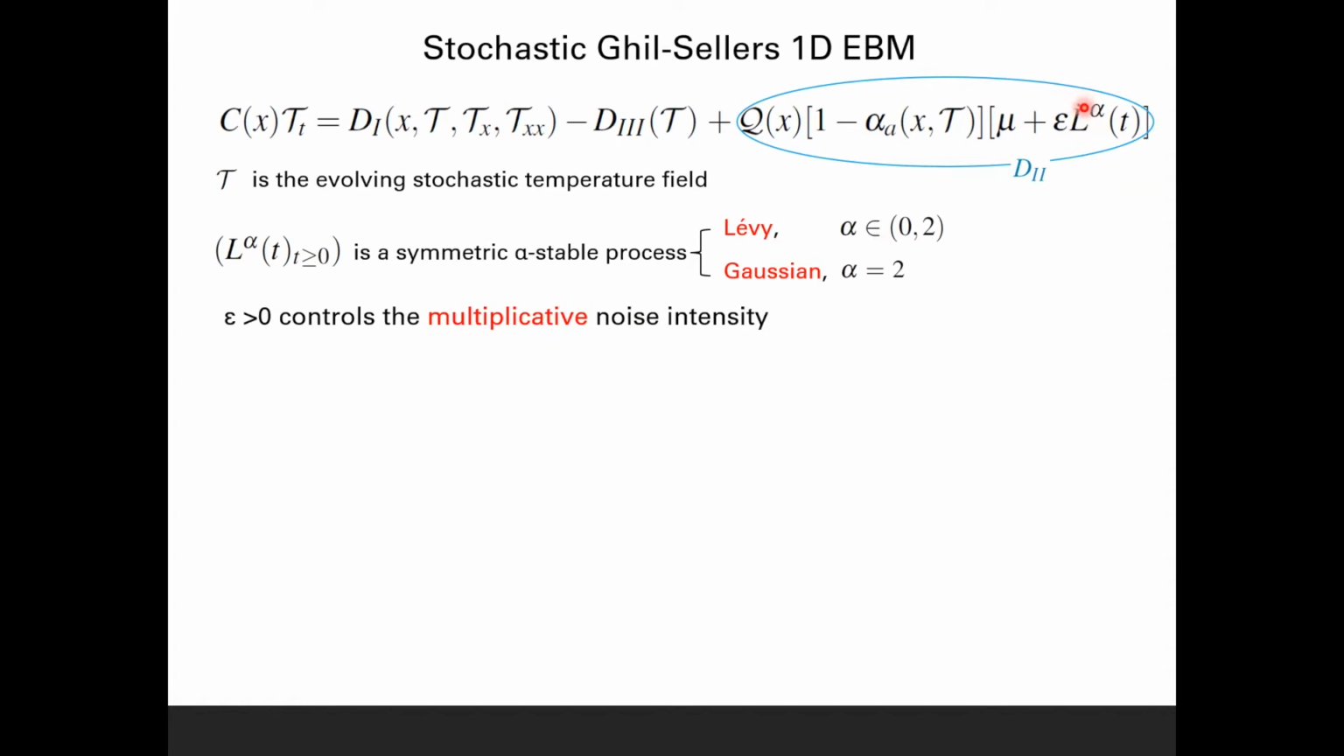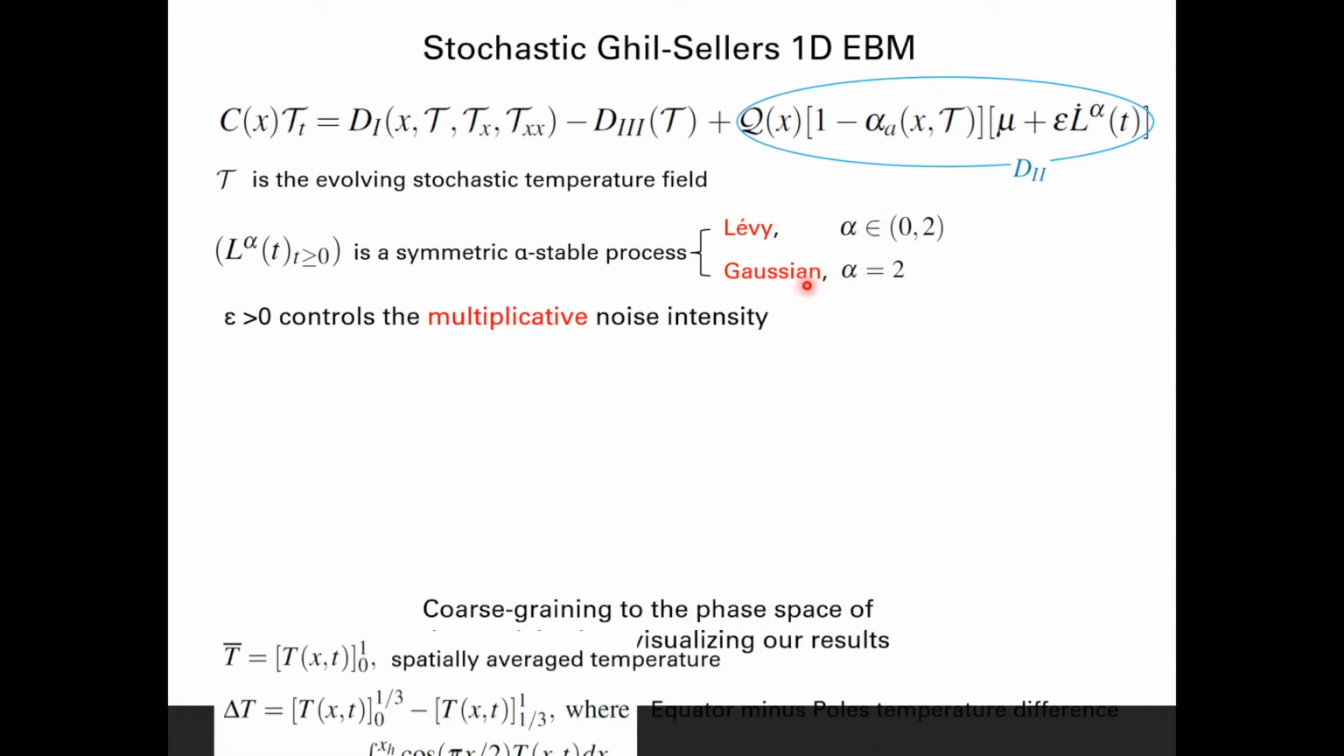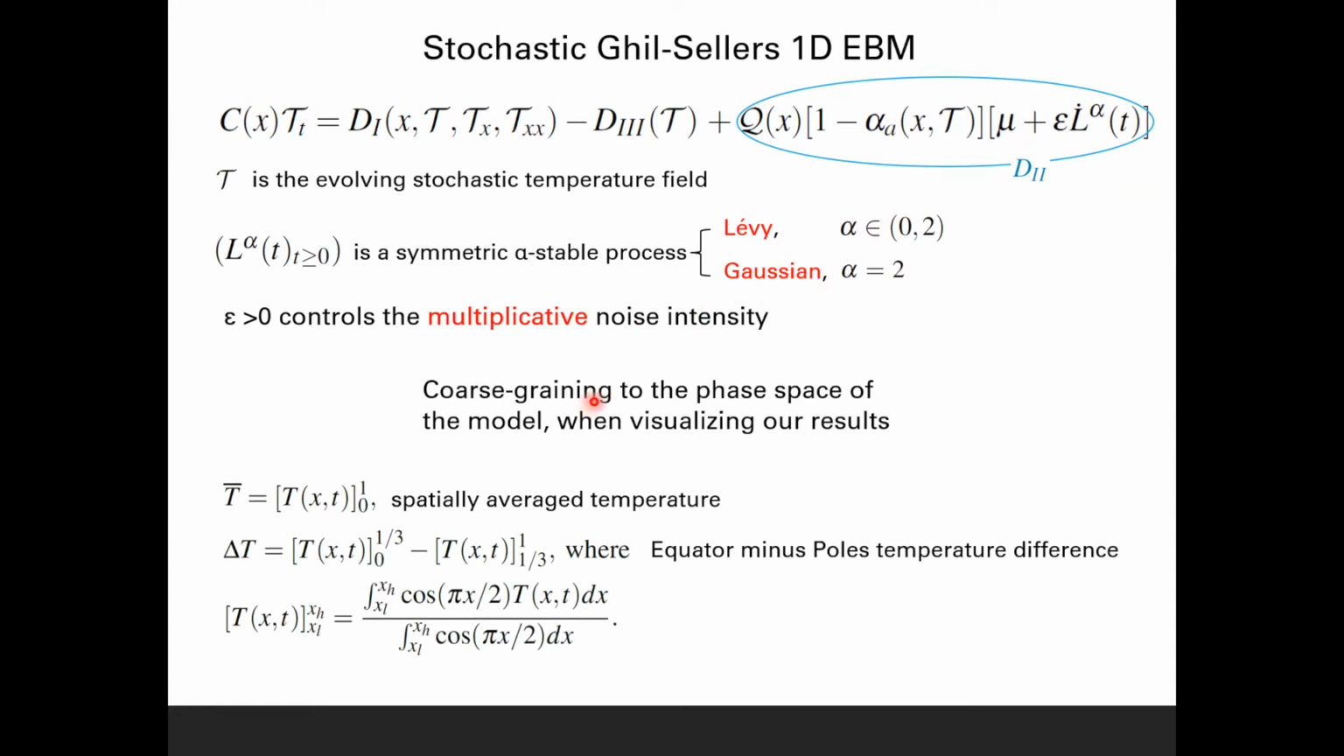So here L dot is a stochastic alpha-stable process. I recall that for alpha in the open interval (0,2), it's a Levy process, and for alpha equal 2, it is the Gaussian process. Before we move on, I just want to mention that in this case we have a spatial, potentially infinite dimensional field in 1D. Of course, later on we discretize this and use finite methods. But still, we want to do a further coarse graining of the phase space, only for visualization purposes.